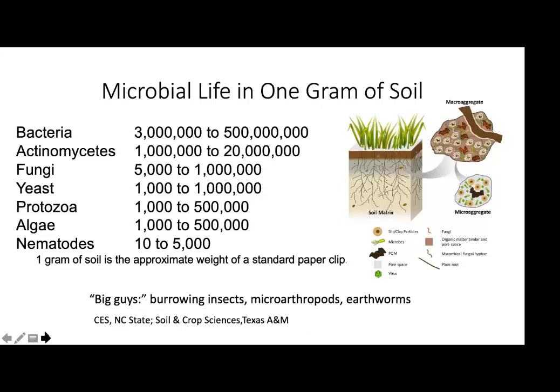Now, I want to just remind you, 1 gram is a very small amount of soil. It's the approximate mass of a standard paper clip. So we've got up to 500 million bacteria in that very small amount of soil. This doesn't count the big guys, the earthworms and the other, even the mammals that live in the soil. But this is what's living in just 1 gram of soil. Tremendous amount of life.